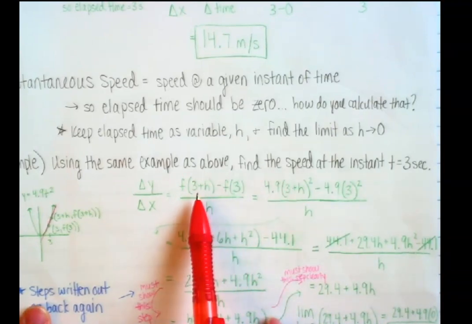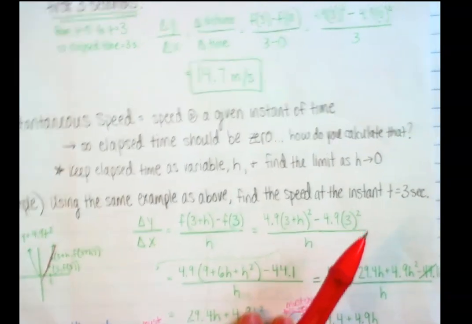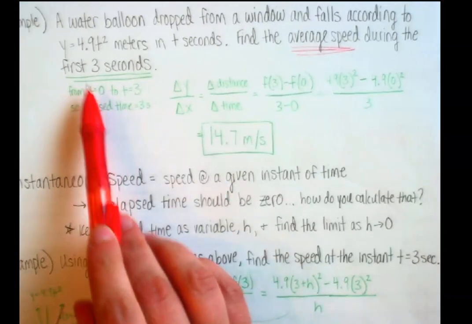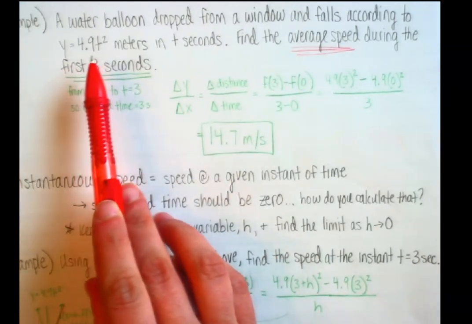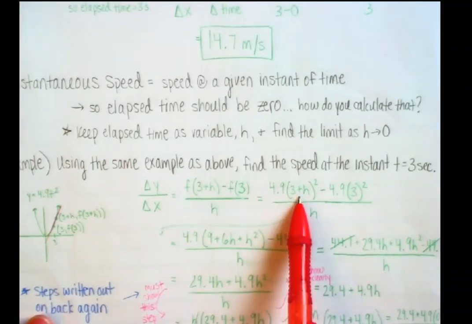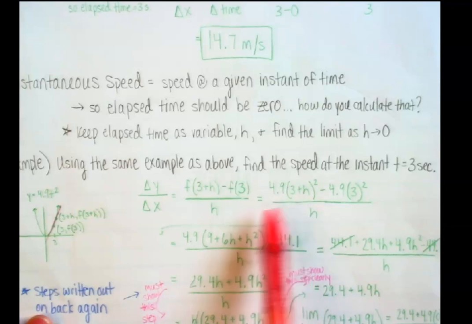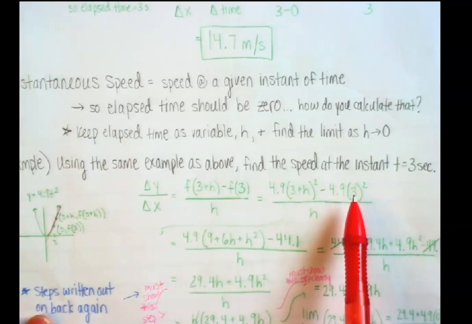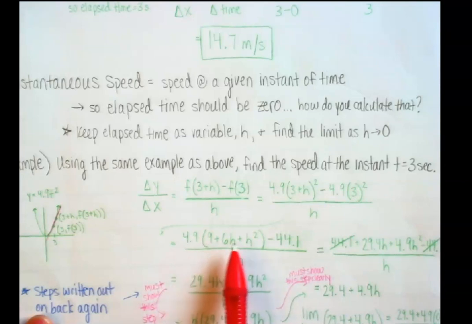That means I'm plugging in 3 plus h into the formula at the top, which is y equals 4.9 t squared, right? Still using that formula. So I'm substituting 3 plus h in for t, and then in the second piece, I'm substituting 3 in for t. So in the numerator, I'm just simplifying, right? I have to expand out 3 plus h squared, so distribute.